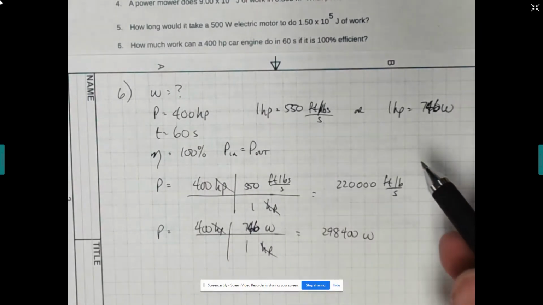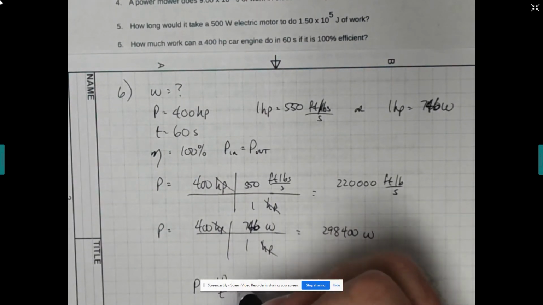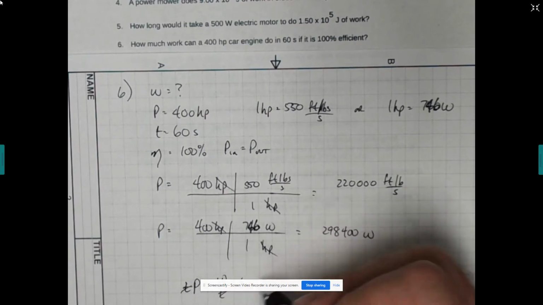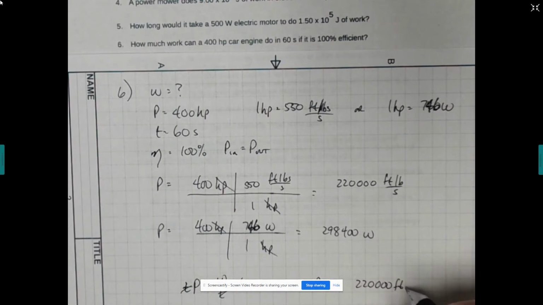We were looking for work, right? So power equals work divided by time. If we multiply both sides by time, it goes away, and we end up with work is equal to power times time. So now it's going to be equal to the 220,000 foot-pounds per second. We can multiply that by the 60 seconds.